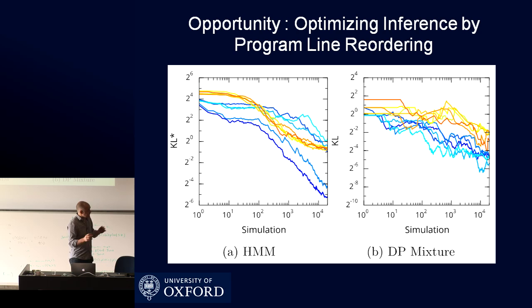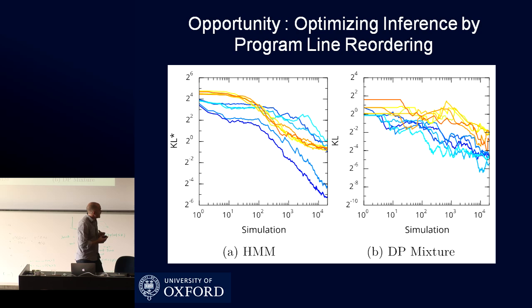So if you want, you can permute the lines of your program up to syntactic constraints and see what happens to inference. And it turns out, not terribly surprisingly, that inference speed, in terms of, for instance, simulations here, is affected by program line ordering. And it's really non-obvious exactly which program line orderings are best. So for instance, here we're working with an HMM, and the obvious line ordering.